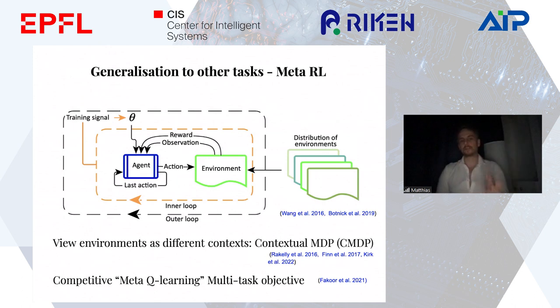There's the inner loop. The inner loop in this picture describes the normal training process: the agent performs an action in the environment, gets the reward and observation. However, the policy or the agent has to perform in a wide set of environments, so different tasks. This is most often done by viewing the different tasks as a contextual variable, formalized in a contextual Markov decision process. However, it turned out that it's competitive to just use meta Q-learning for a multitask objective. You just train your normal Q-learning algorithm on all of these tasks, and it performs comparatively well. That hints to the fact that there should be some room for improvement, in my opinion.